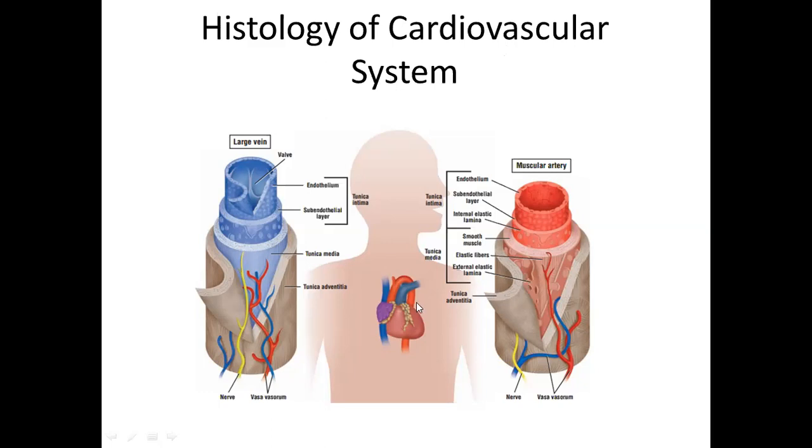This system consists of a pump, the heart, and tubular structures, the blood vessels, which are carrying the blood from this pumping organ towards the tissues and from the tissues back towards the heart. Another part of the cardiovascular system includes the lymphatics, but we are not going to discuss the histological details in the practical sessions.